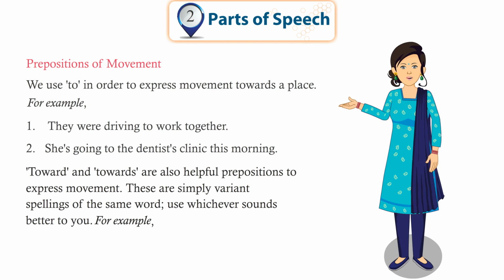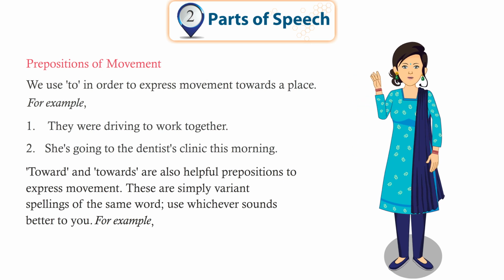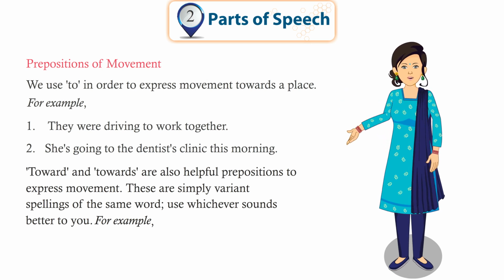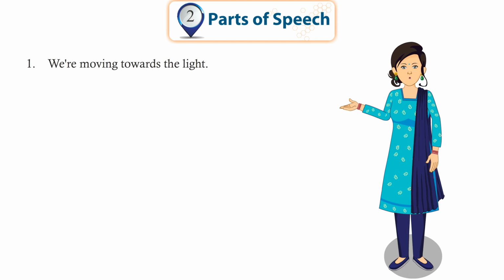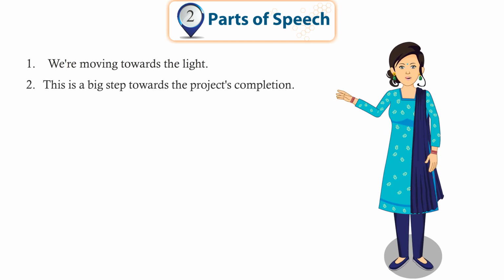Toward and towards are also helpful prepositions to express movement. These are simply variant spellings of the same word. We use whichever sounds better to you. For example, we are moving towards the light. This is a big step towards the project's completion.